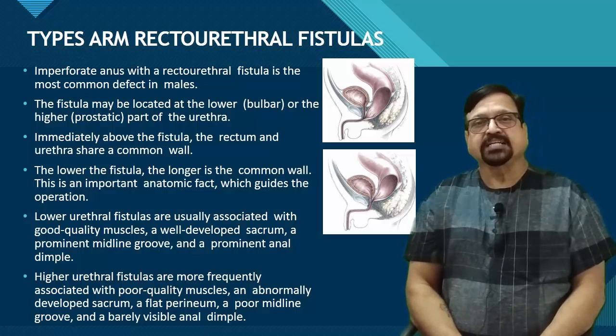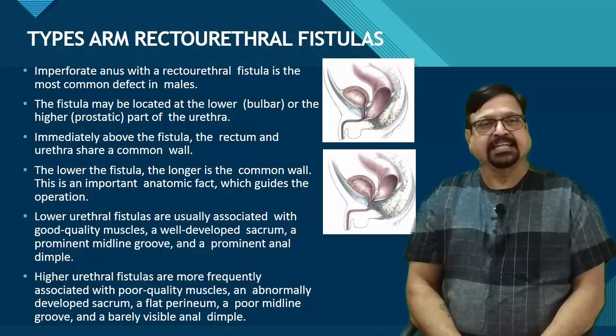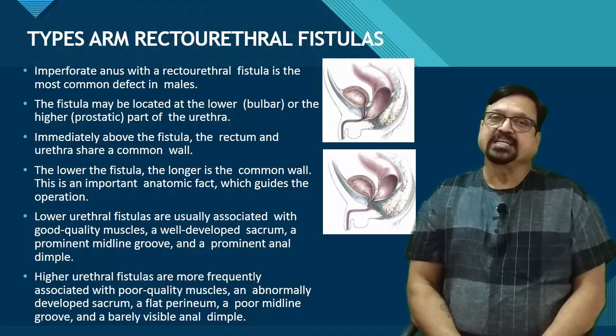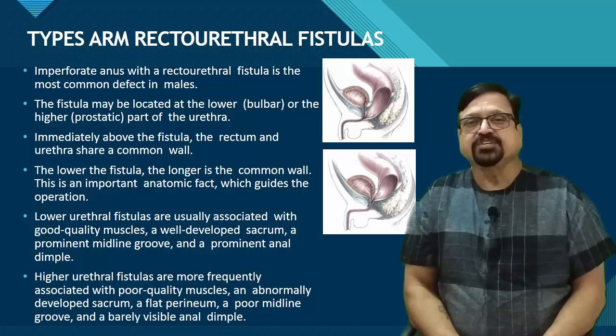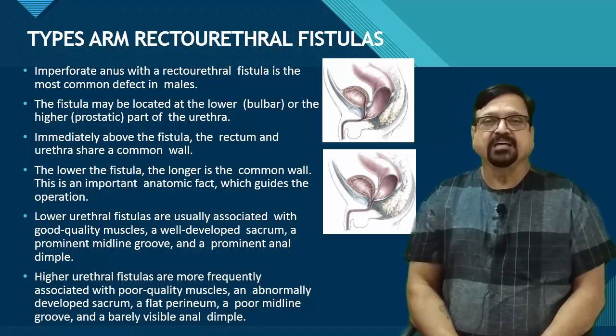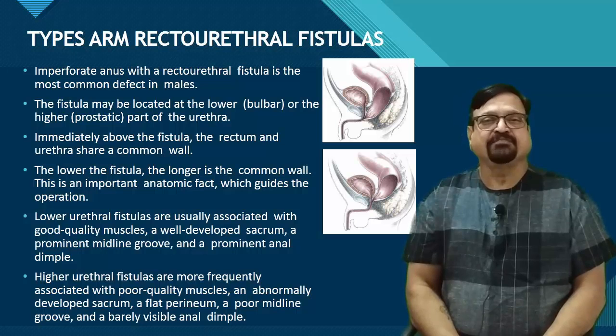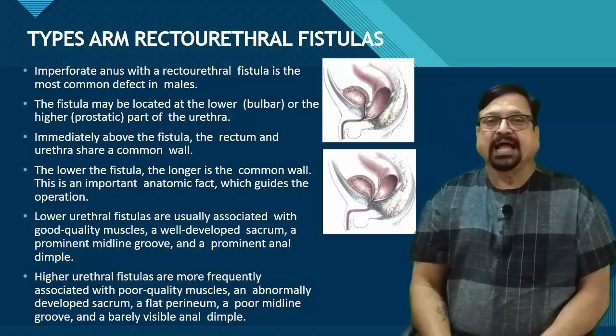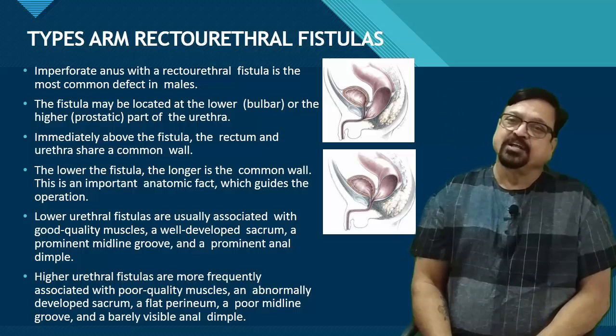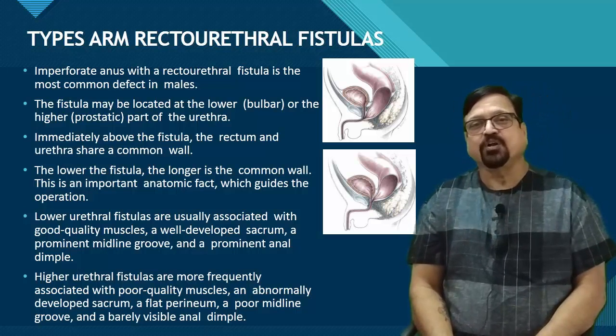Lower urethral fistulas are commonly associated with good quality muscle mechanism, that is retained sphincter activity, a well developed sacrum, a prominent midline groove and a prominent anal dimple. So these are the features. Now, higher urethral fistulas are frequently associated with poor quality muscle, that is poor control over bowel function, an abnormally poor midline groove and a barely visible anal dimple. So in these patients, an anal dimple will not be visible.